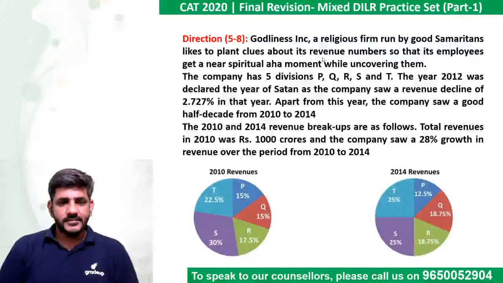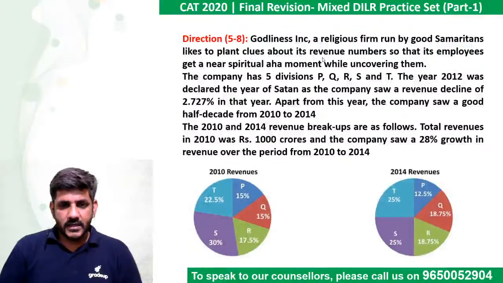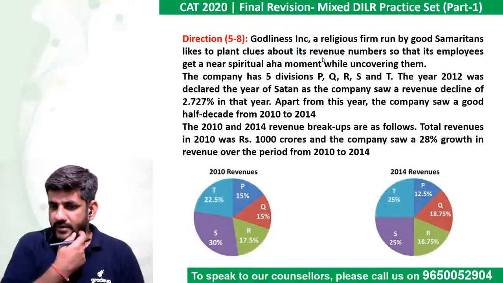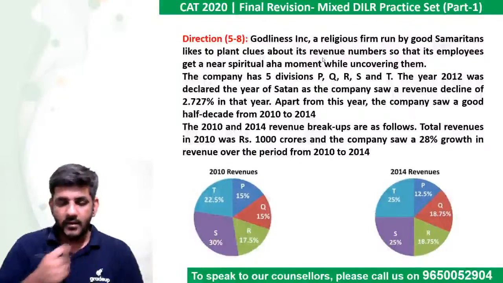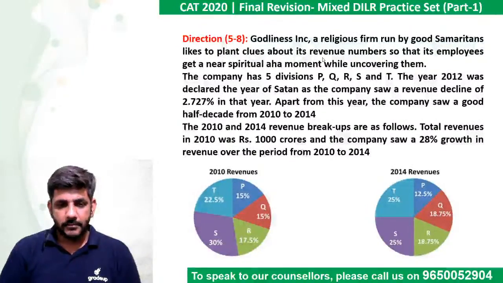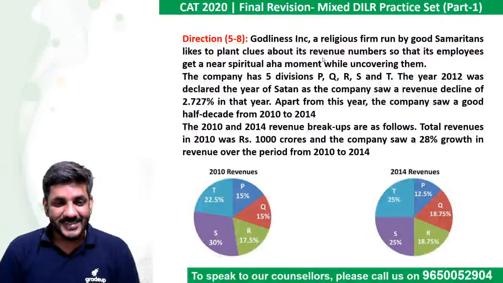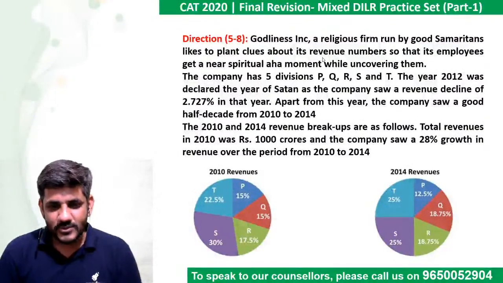So let's read this. Godliness Incorporation, a religious firm run by good Samaritans, likes to plant clues about its revenue numbers so that its employees get a near spiritual aha moment while uncovering them. So a brilliant start to the set, I would say. I don't know what is it trying to say. The company has 5 divisions, P, Q, R, S and T.